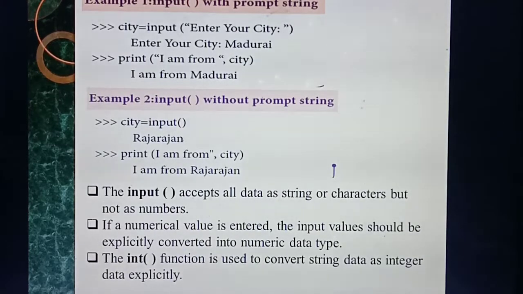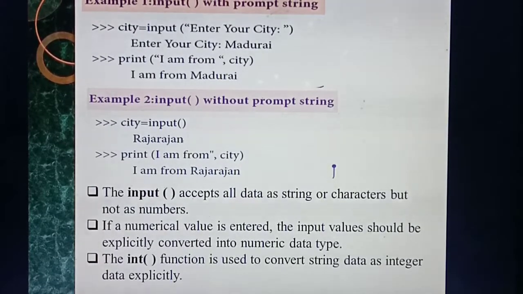Understood? Okay. So the input() function will take all the data as input, whatever it may be. It will accept all the data. What are the things? Strings, characters, but it will not accept numbers. Understood? That is very, very important. So the input() function accepts all the data, whether it's a string or character, but it will not accept numbers. But if you are entering some number, the number is automatically converted into a numeric type.